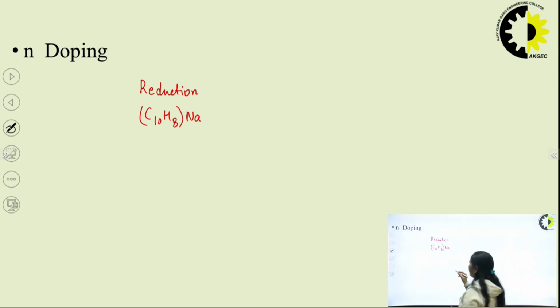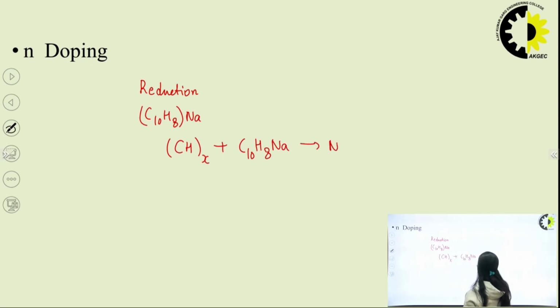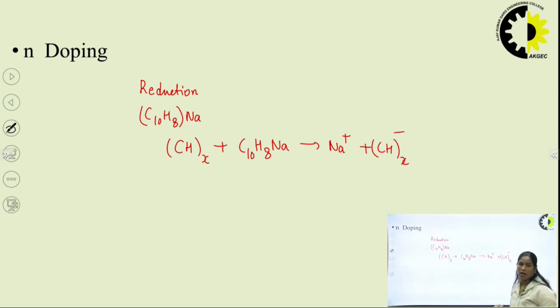In this N-doping, what will happen when the polyacetylene molecule reacts with this kind of compound is that the molecule takes up an electron from sodium, leaving the sodium ion, and this CHx is going to carry a negative charge. Now the delocalization of negative charge makes this compound a good conductor in nature. So N-doping is occurring due to this delocalization of negative charge. That's why it is known as N-doping.